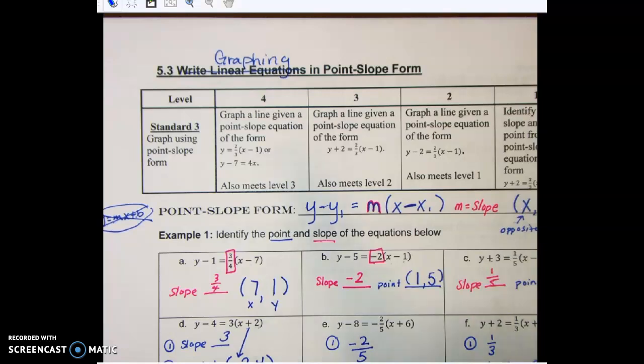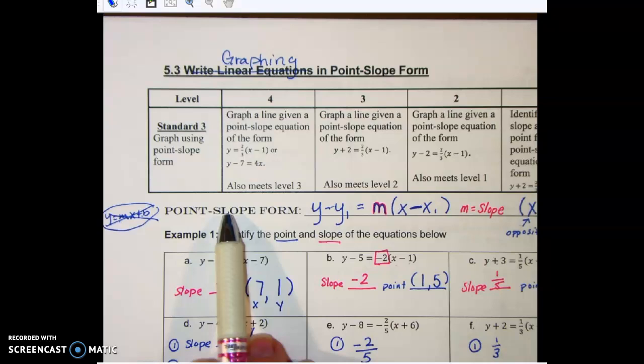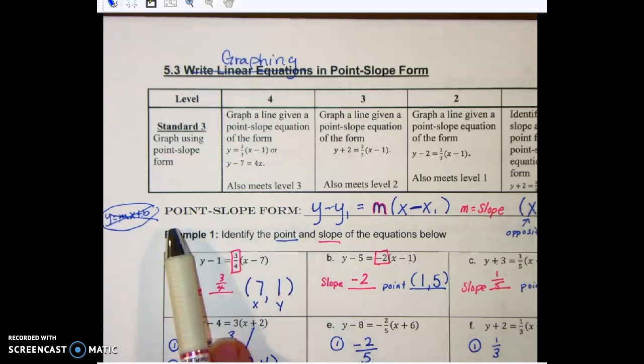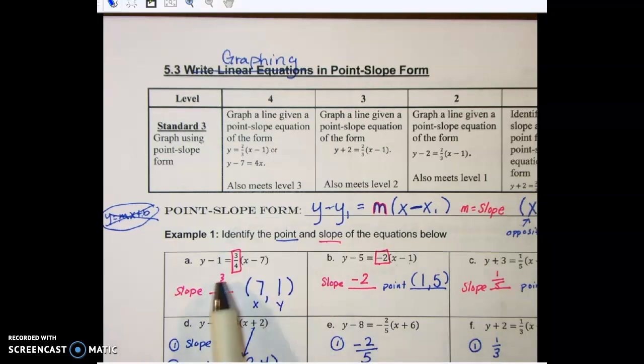So this is a continuation of yesterday's notes that we were filling out. We are graphing in point slope form. So yesterday we just identified from the point slope form what would be the point and what would be the slope from that equation. So we're just continuing this on.